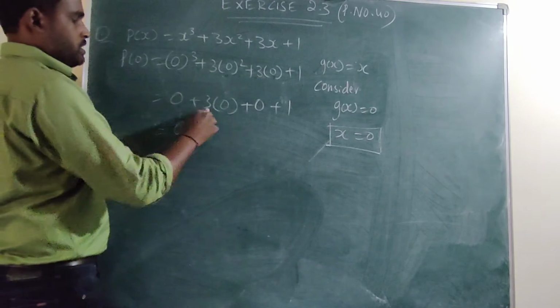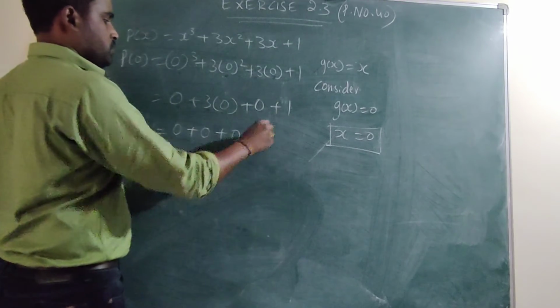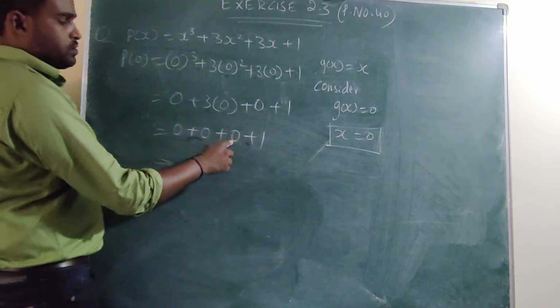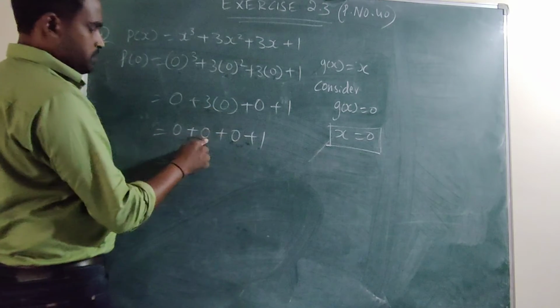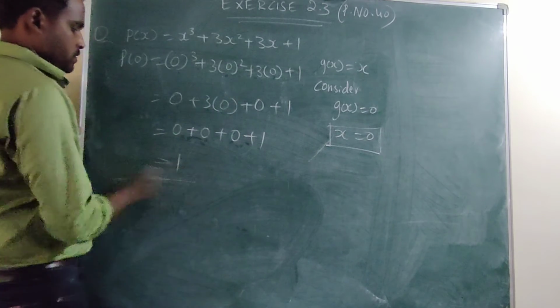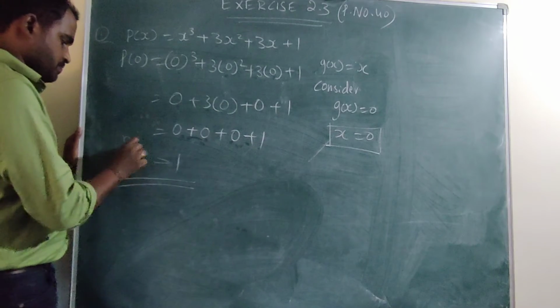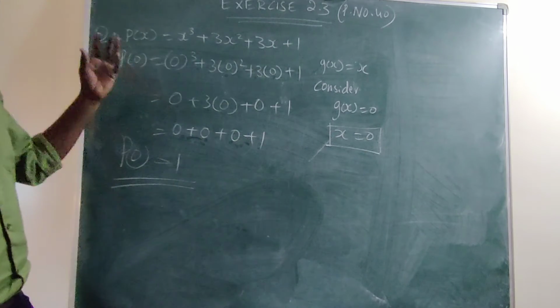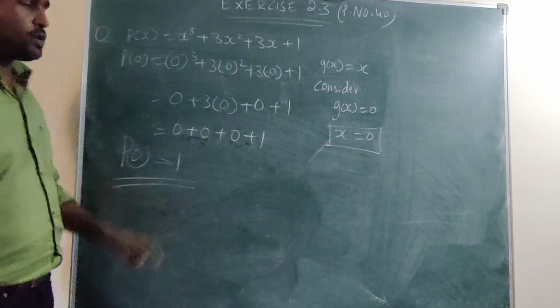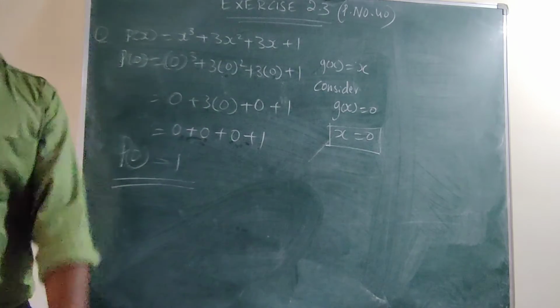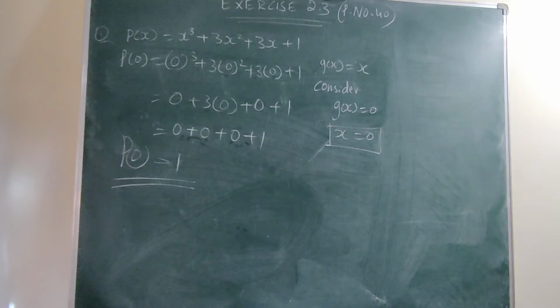3 into 0 is 0. 0 plus 0 plus 1. 1 plus 0, 1. Answer is 1. Therefore, third sub question answer is P of 0 is equal to 1. Please note down, students.